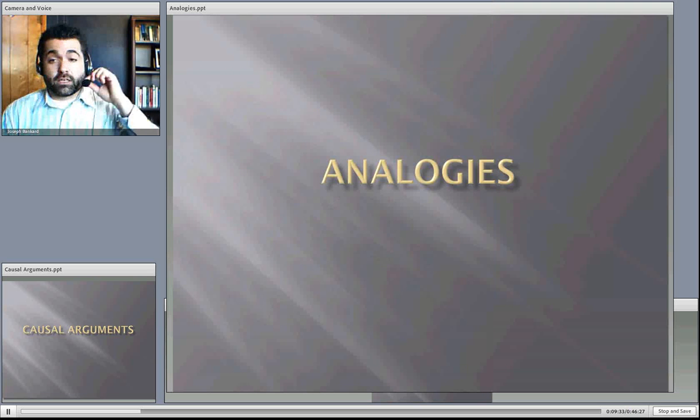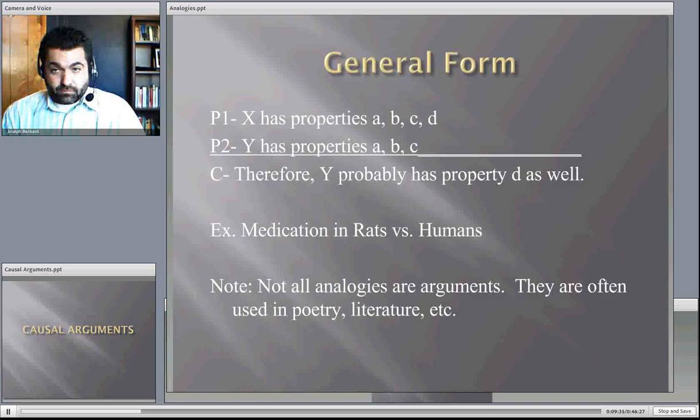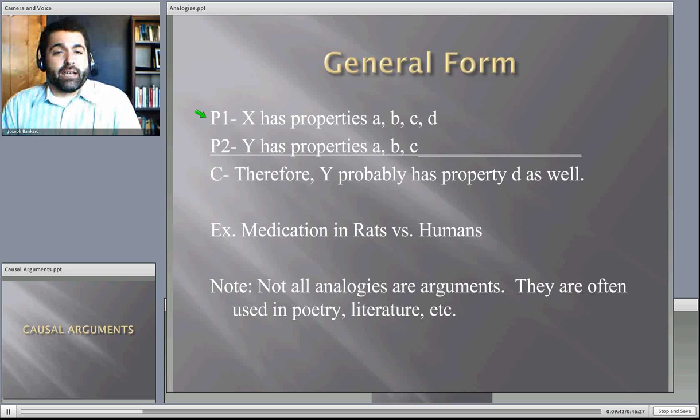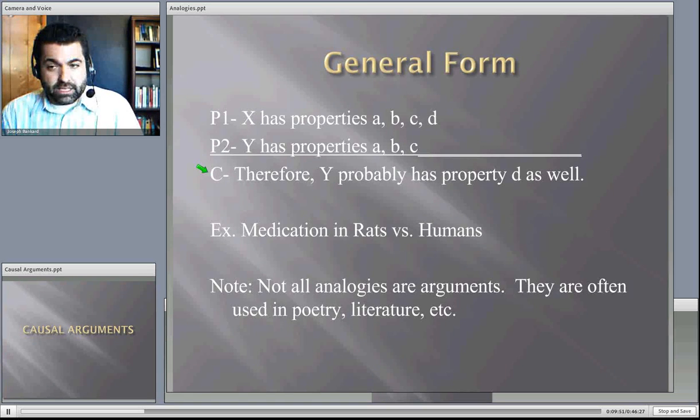Another kind of inductive argument: analogy. General form. Premise 1. X has properties A, B, C, and D. Premise 2. Y has properties A, B, and C. Therefore, Y probably has property D as well. Again, you see the clear inductive word there. And we've talked about this briefly.